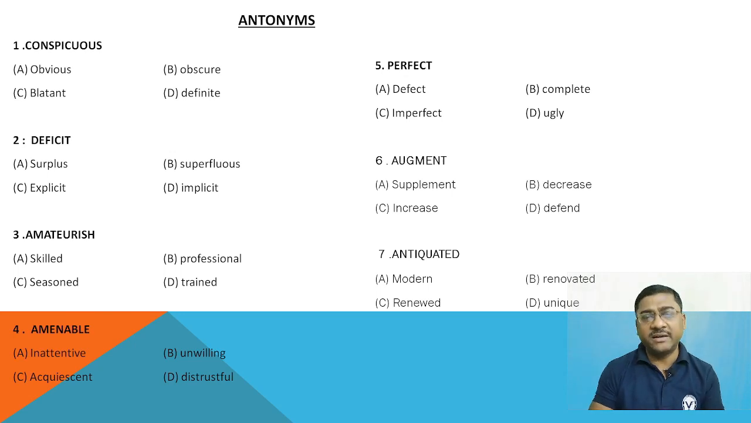Blatant means directly, without any tactfulness and all. Blatant, straight, direct. We say, he tells white lies, it's a blatant lie, so completely direct. Definite, you know. Then the next word is deficit. Deficit means less. What will be the opposite? Surplus. Surplus, you know, that's a common word.